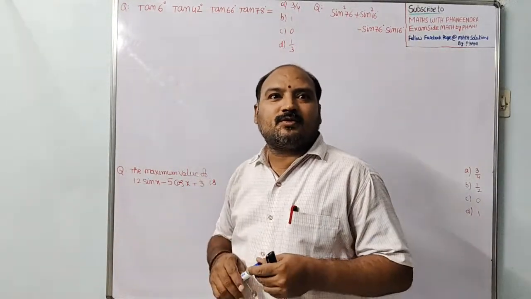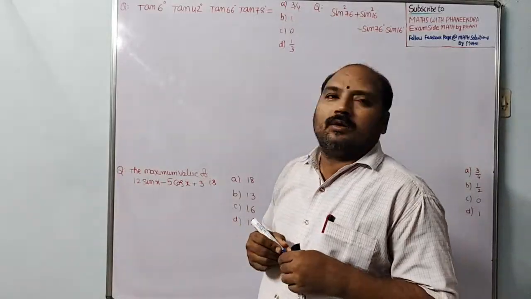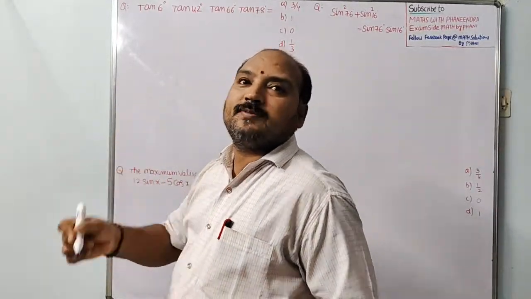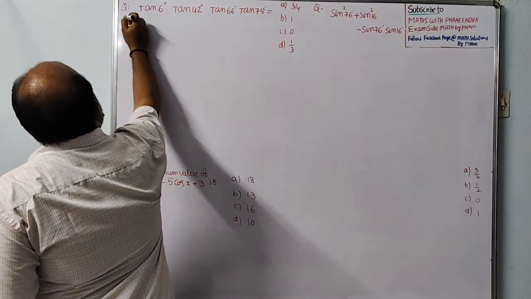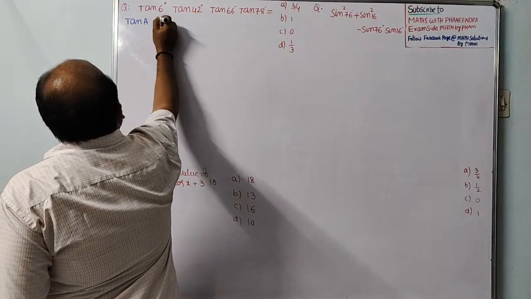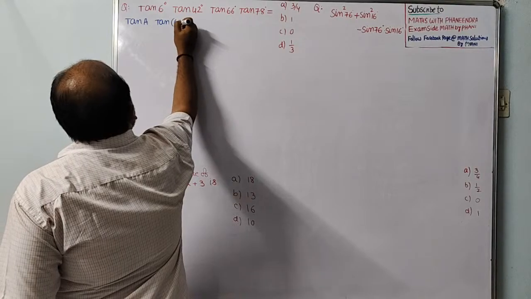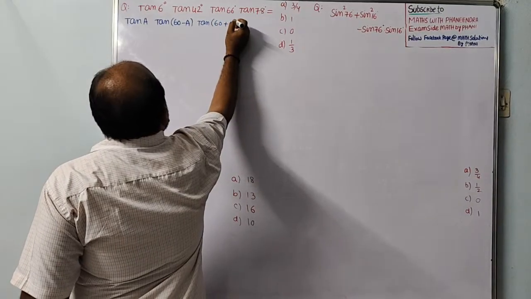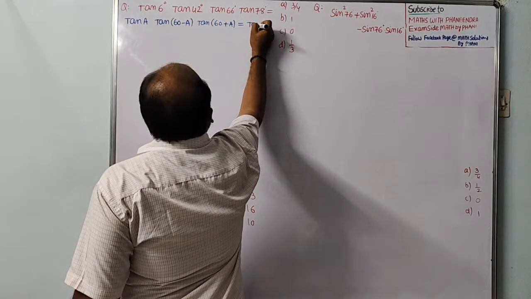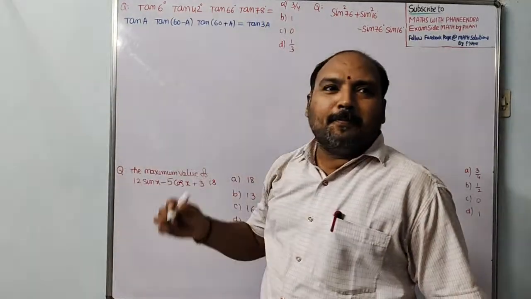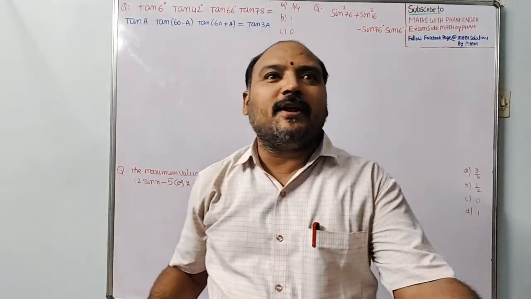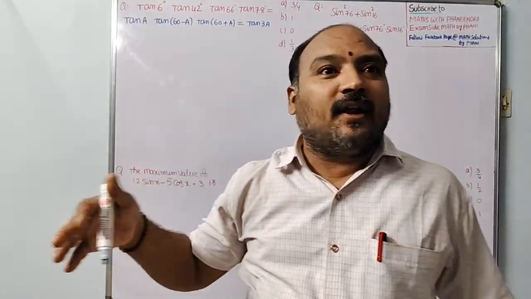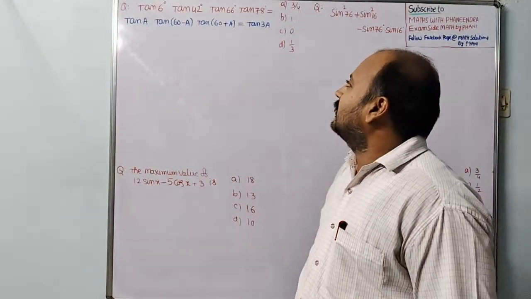To solve this question, we have different methods, but whichever is the easy method, that I am going to explain. We know that tan A, tan 60 minus A, tan 60 plus A is equal to tan 3A. This is the standard result, a very important result. They may ask in DSC School Assistant directly, with options like 1 by 3 tan A, tan 3A, dear students, dear friends.